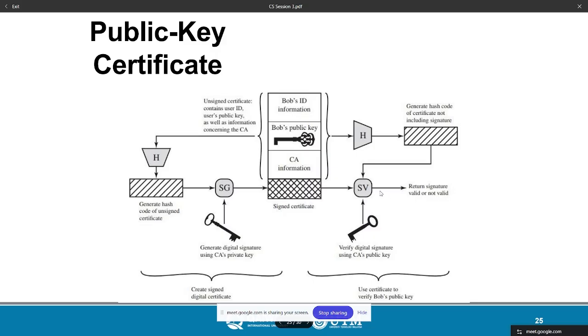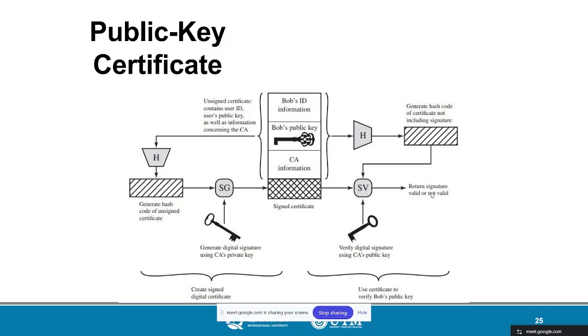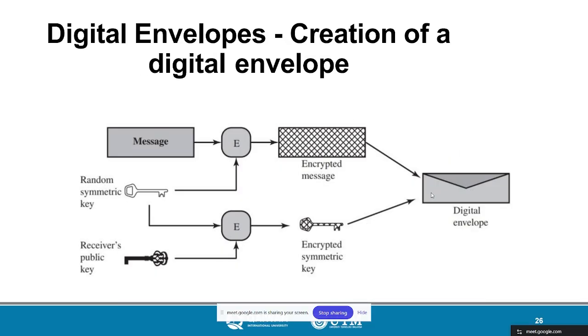Now I will verify the digital signature using the CA's public key. Now I return whether the signature is valid or not. This will give me if it is valid or not. Okay, so this is the process of the public key certificate. Now we have something else.